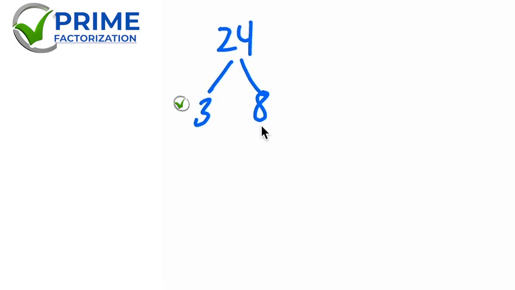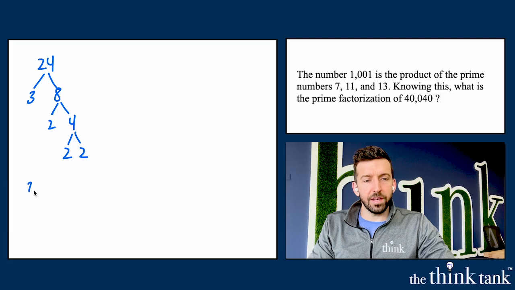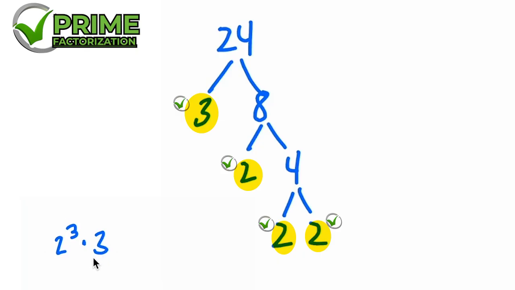What about 8? 8 I can break up further. 8 could be divided into 2 and 4, for example. Then the 2 is done because that's prime and I can't go any further. But the 4 I could still break into 2 times 2. And now I can't go any further because 2 is a prime number. I can't break this down anymore. But what I've learned is that 24, if I broke it into prime numbers, could be written as 2 times 2 times 2, so 2 cubed times 3. 2 cubed times 3 is equivalent to 24, and this is the prime factorization of 24.